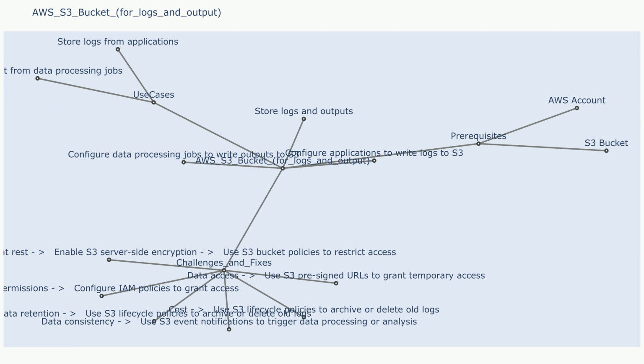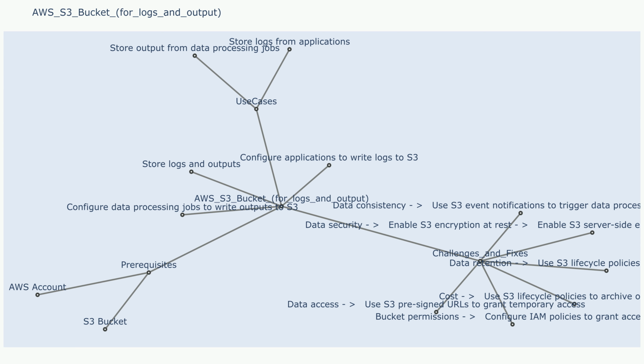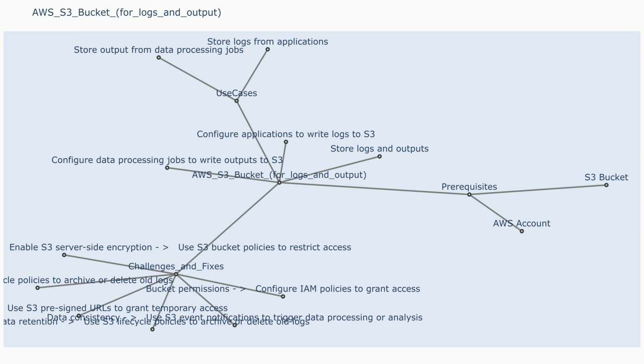Configure data processing jobs to write outputs to S3. Configure data processing jobs to store their output in the specified S3 bucket. This may involve setting up output paths or using S3 as a data sink.